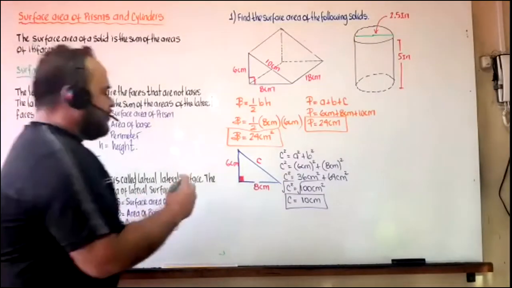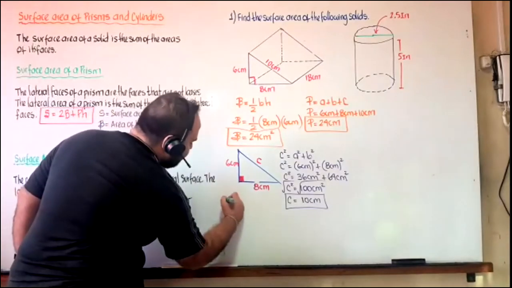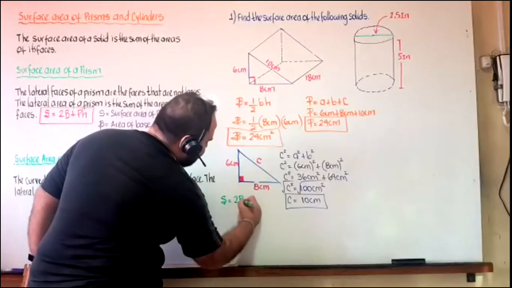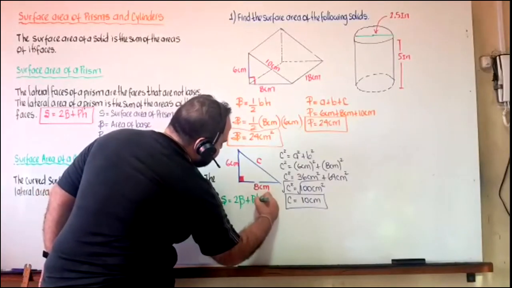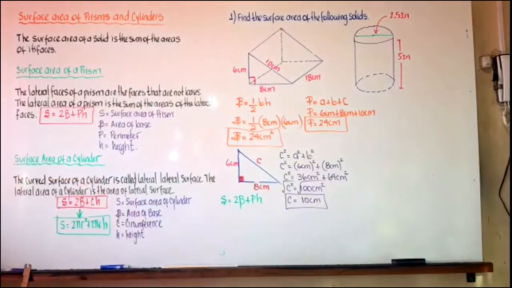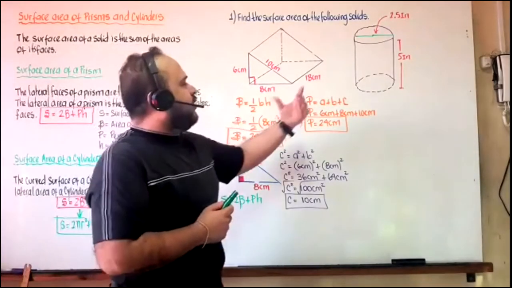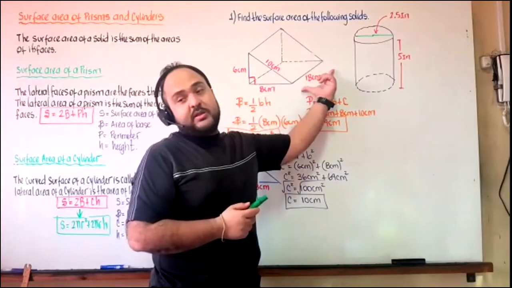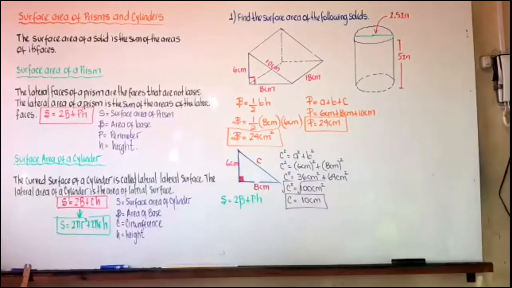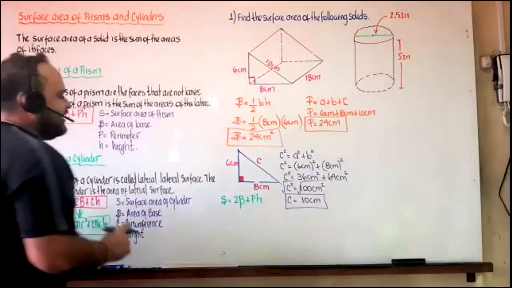And remember, what is the formula for the surface area? Surface area will be equal to twice beta plus perimeter times height. But height of what? Not the height of the triangle. We're talking about the height of the prism. And obviously, the height of the prism, or the width of this prism, if you want to say that, will be 18 centimeters. So the only thing that we have to do is replace those values in the formula.